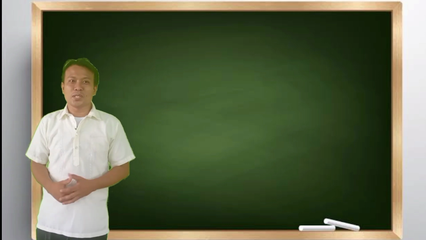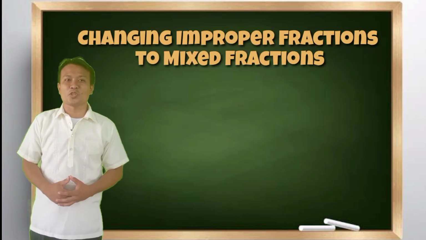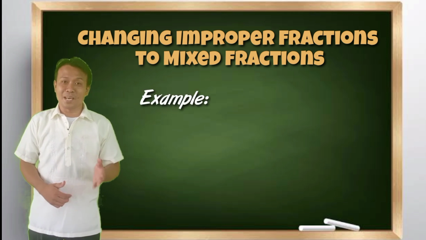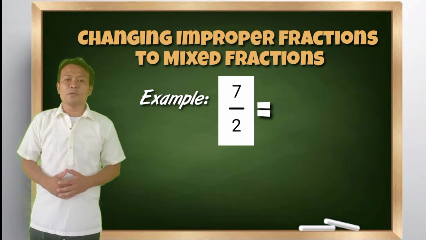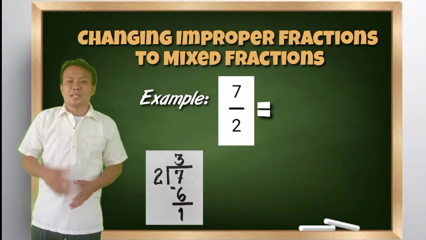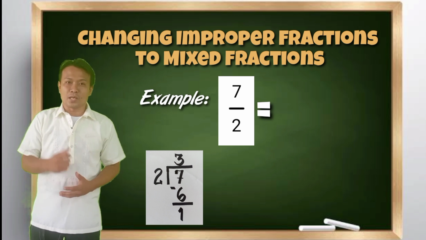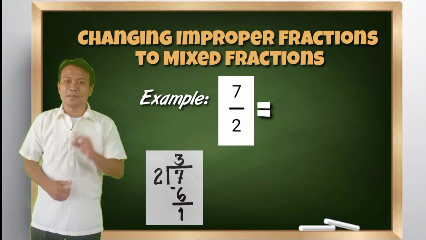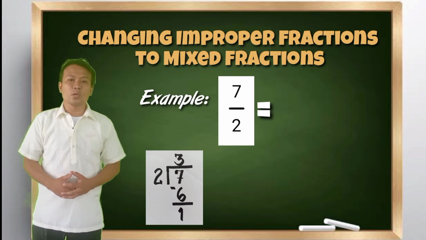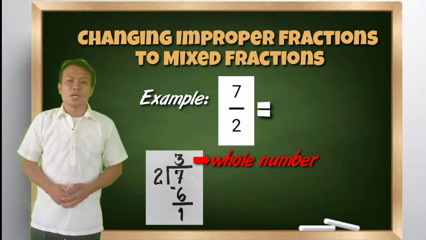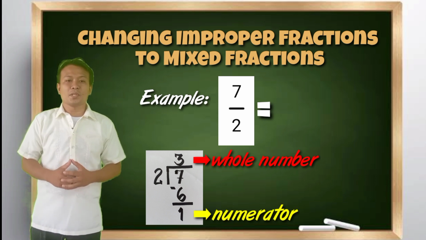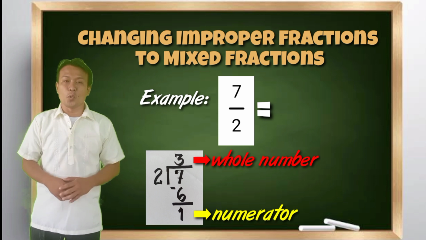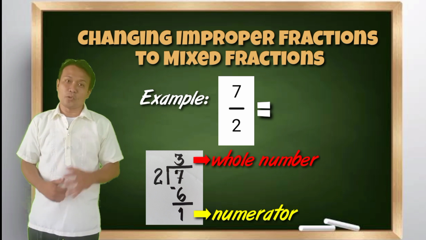This time, we will do the opposite, which is changing improper fraction to mixed fraction. Example, 7/2. First, simply perform the division process. 7 divided by 2. The quotient is 3. The quotient 3 here will be used as the whole number. The remainder 1 will be the numerator. Then you just copy the denominator 2. Therefore, the mixed fraction is 3 and 1/2.